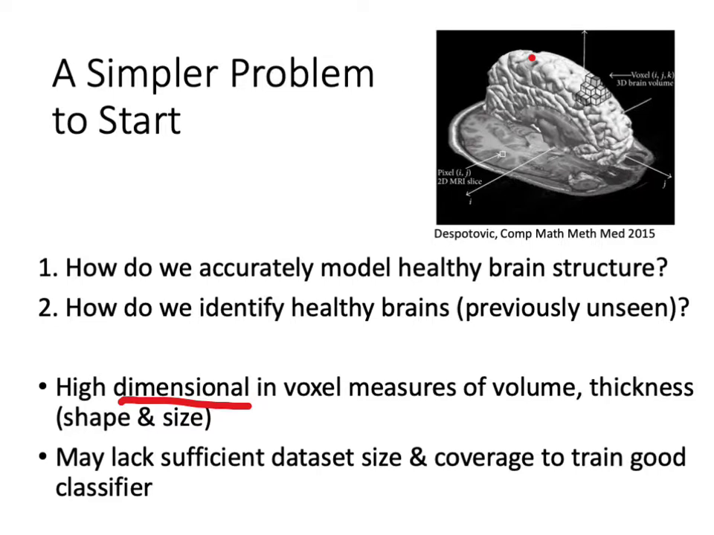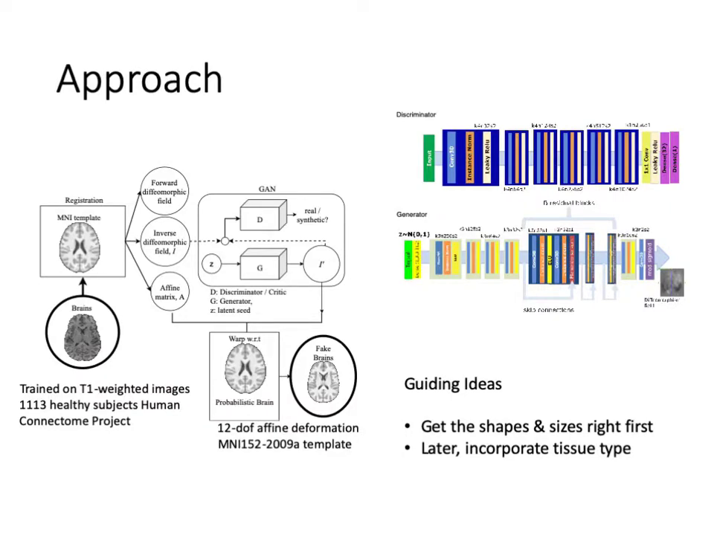So I will next go through some preliminary work we have done trying to use deep neural networks to invent new ways to accurately model the brain structure and to identify whether brains are healthy or not, brains that the model has not previously seen before.